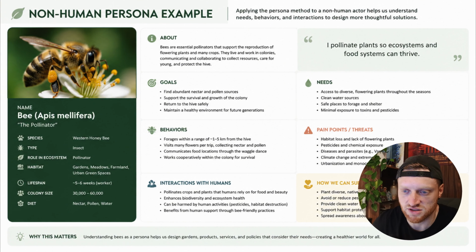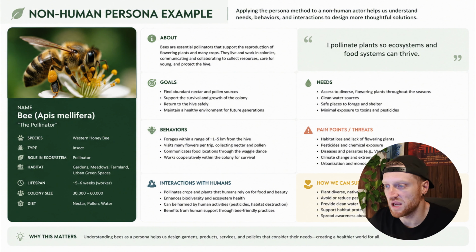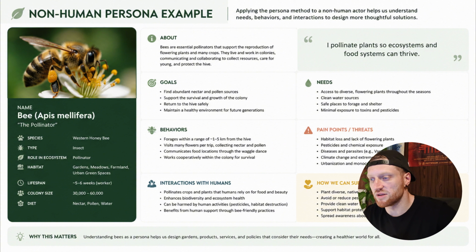It's an insect. What does it do? How long does it live? What are the pain points? It can lose its habitat and lack flowering plants. Pesticides are dangerous. Disease and parasites can be critical. Climate change is a problem now for them, right? So they need access to diverse flowering plants, clean water sources, and safe places.